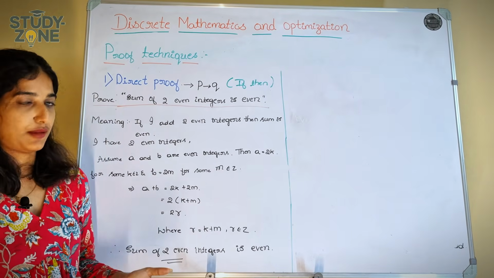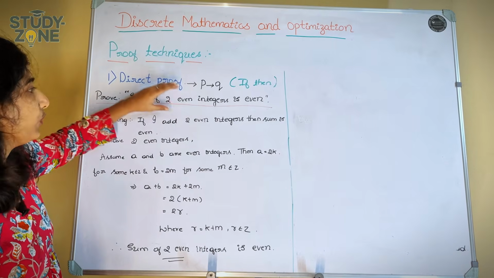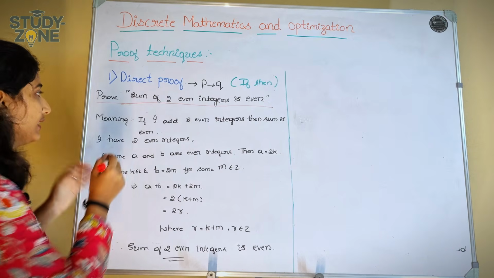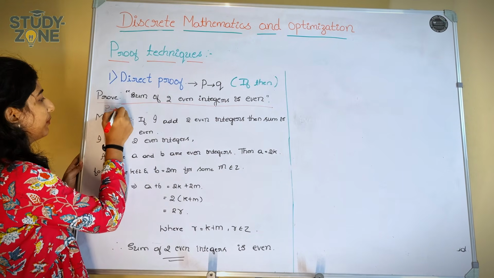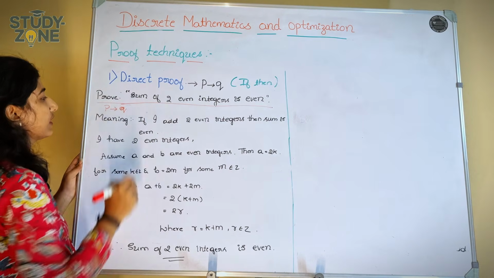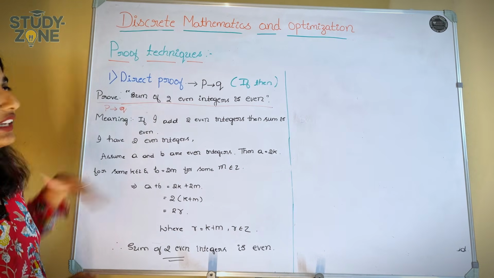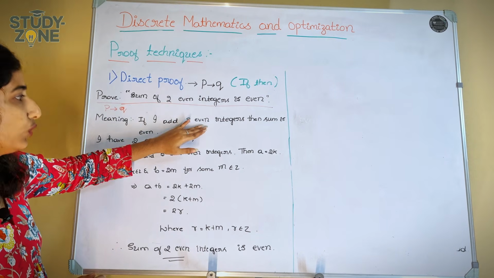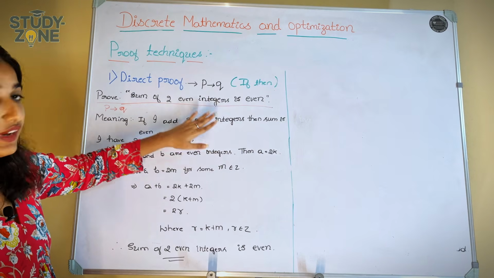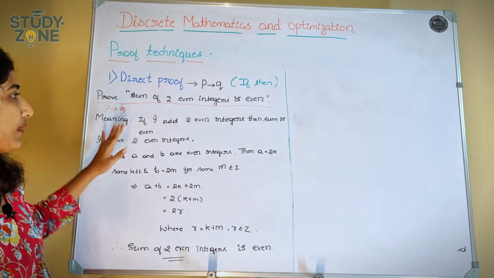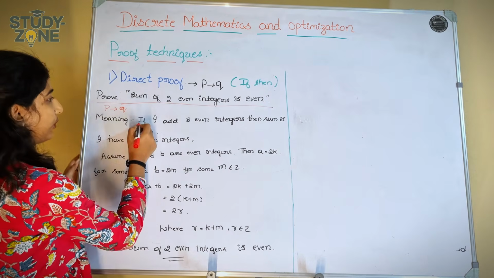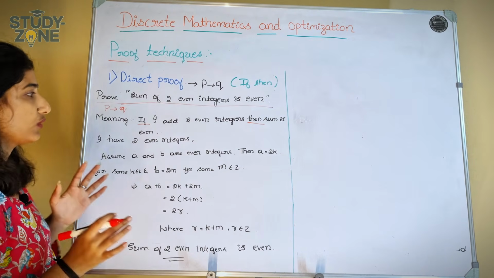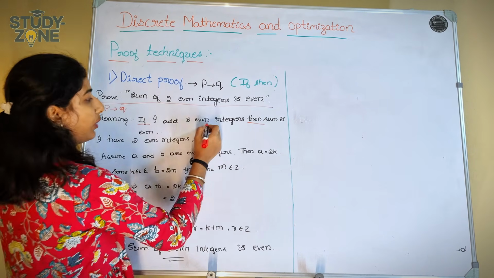Okay, we have a second example: prove that the sum of two even integers is even. We know about the direct proof method, that is P implies Q, right? So how to reshuffle it? P implies Q, that is, if I add two even integers, then the sum is even. So we have if here and then here. So how to prove that?